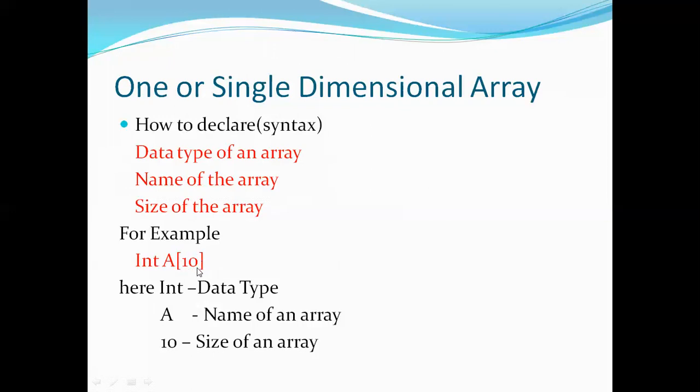So here these are the three parts. Here int is the data type. Here A is the name of the array. This is user's choice, and this is also user's choice. 10 is the size of the array. You can take any size of your choice. So this is how we can declare an array in a program.